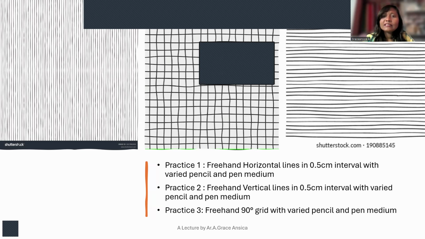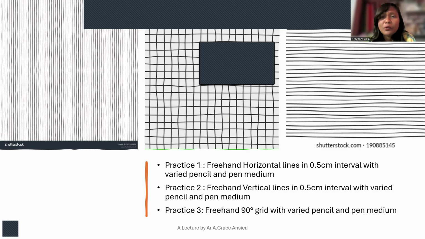Now, what are the things that we expect from this exercise? But first we will see all the three, and I'll tell you what needs to be done and what should not be done. The second practice exercise is freehand vertical lines. And the third practice exercise is going to be a freehand grid, where there are going to be horizontal as well as vertical lines.